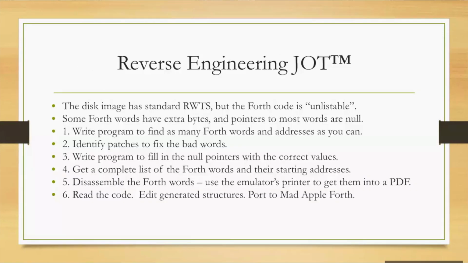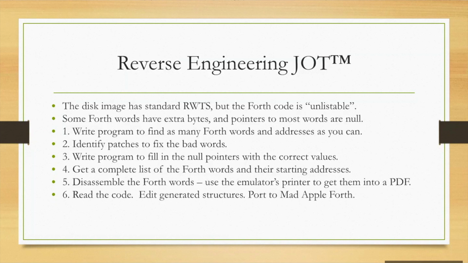Okay, so I wanted to reverse engineer this JOT floppy disk. So I started looking at it, and I noticed it has standard RWTS, but my problem was I wanted to list that Forth code, and it is obfuscated. He put some changes onto the disk so that you can't look at the list of words. So I had to play around with that. So he had a lot of null pointers.